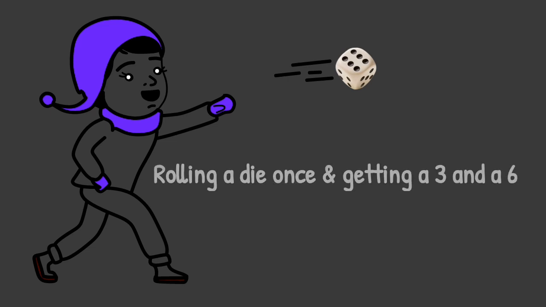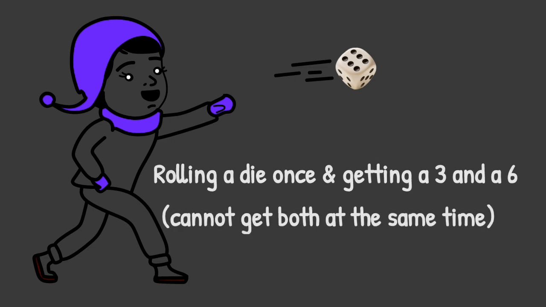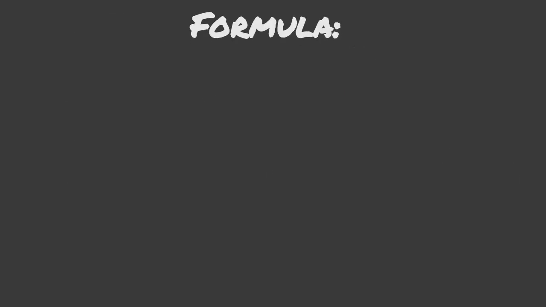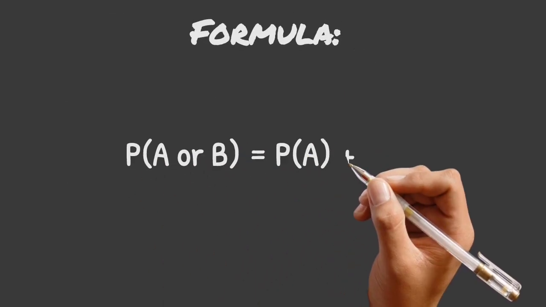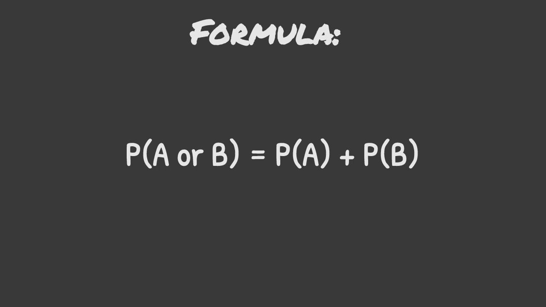Another example is rolling a die once and getting a 3 and a 6. That's impossible. You can't roll a die once and have two outcomes at once. It's either you have a 3 or you have a 6. The formula for mutually exclusive probability is giving us the probability of A or B equal to the probability of A plus the probability of B.